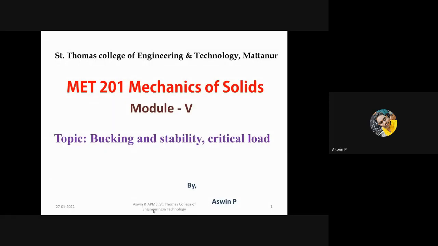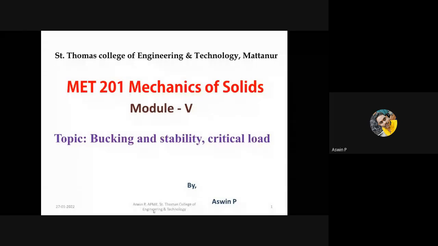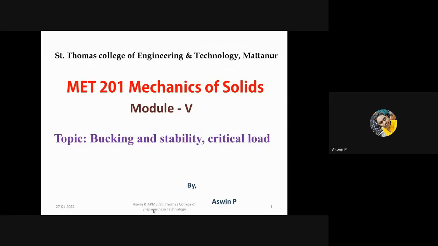Today we are going to study the fifth module, that is buckling and stability and critical loading. In this chapter we need to discuss various columns and struts. The first part is buckling and stability and critical loading, and these are to be studied as the first class. These are the basic terms used for columns and struts that should be understood.